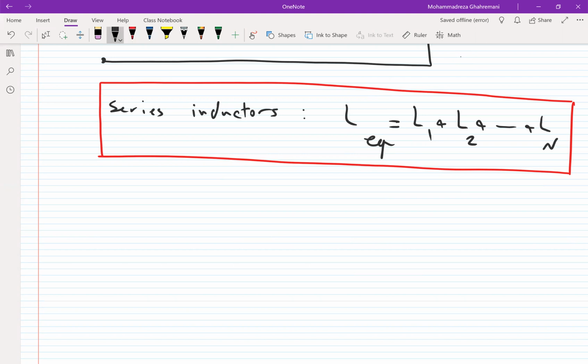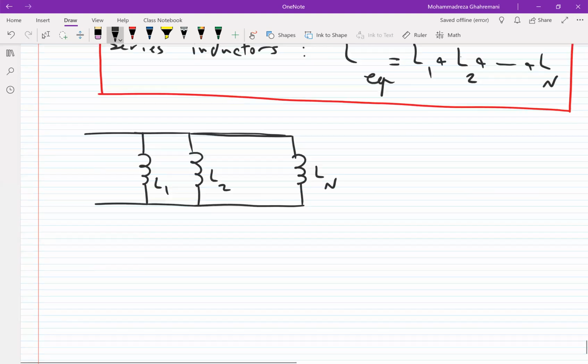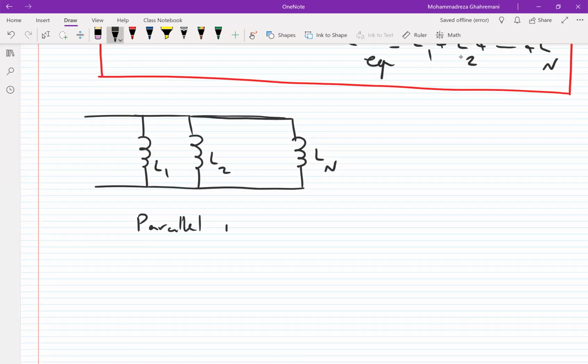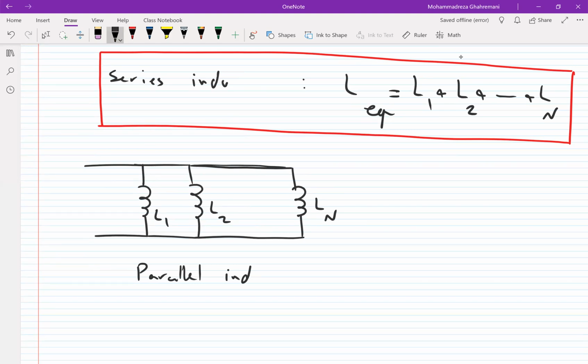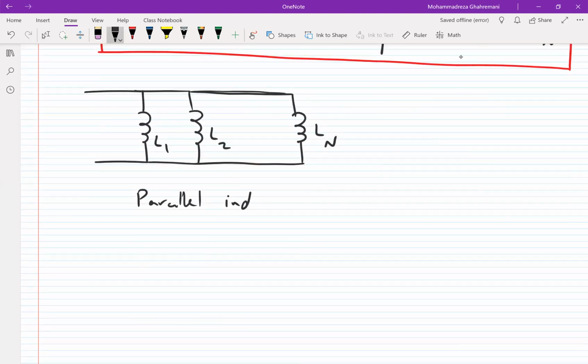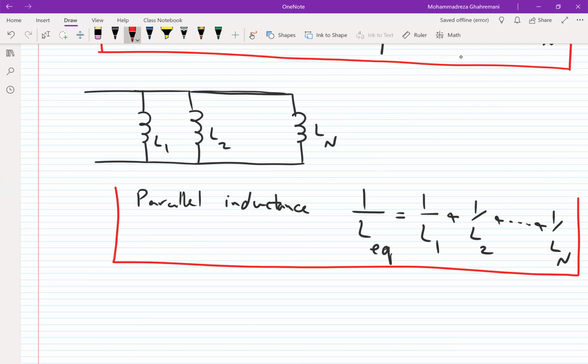Now if we have N inductors connected in parallel like this, so we have L1, L2 up to Ln, we can say parallel inductance, in fact, not inductor, parallel inductance, is equal to: 1 over L equivalent is equal to 1 over L1 plus 1 over L2 up to 1 over Ln. It is exactly the same as parallel resistors.